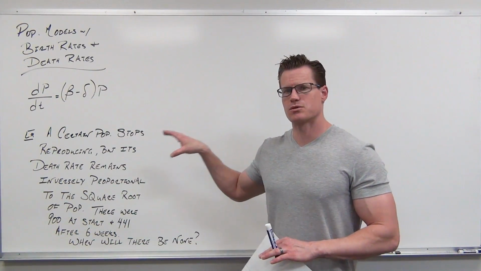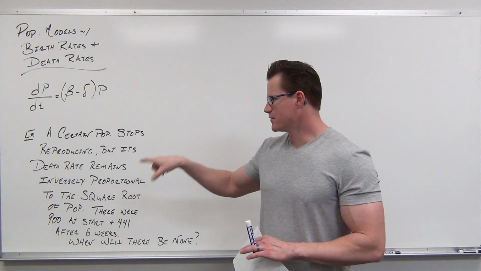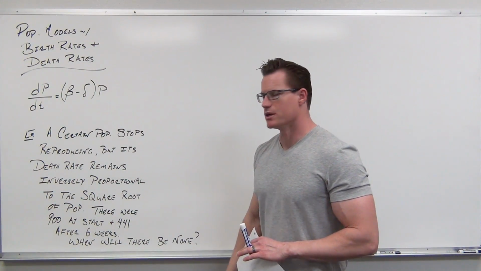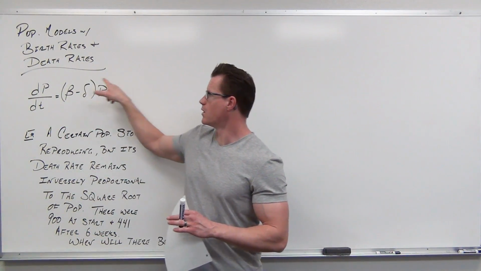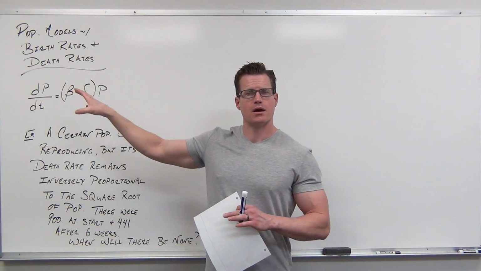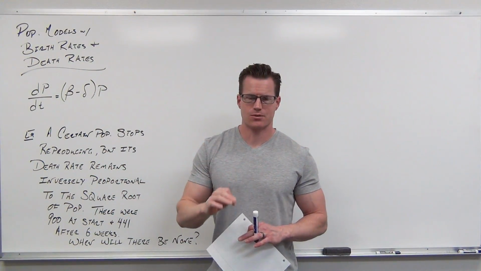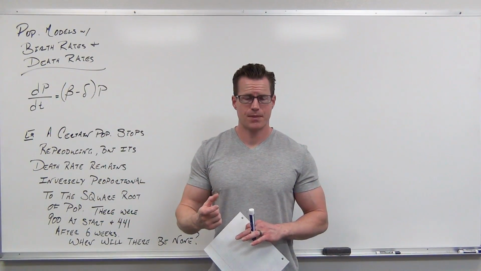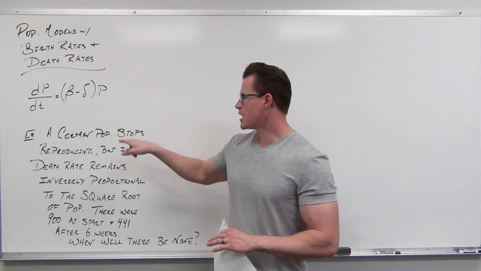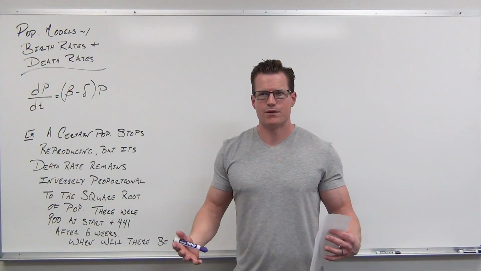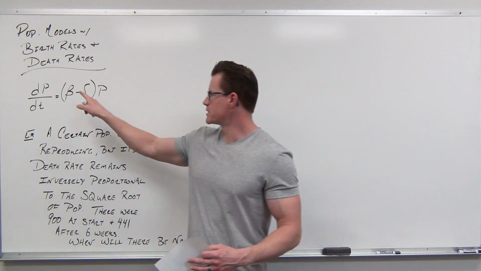So the population stops reproducing. All right. But its death rate remains inversely proportional to the square root of the population. What we want to be looking for, because we know that this is our model for all of our population growth, rates of change of population with respect to time, involving birth rates and death rates, we want to look for our birth rate and our death rate first. And so we're reading through this going, okay, certain population stops reproducing. What's that tell you? Well, if it stops reproducing, its birth rate is 0. Well, that's nice. We can already put a 0 right there.